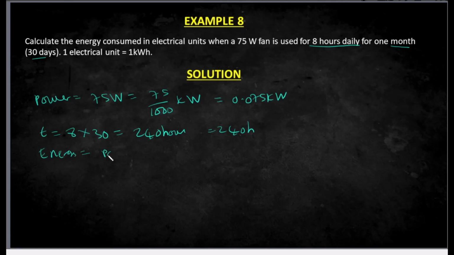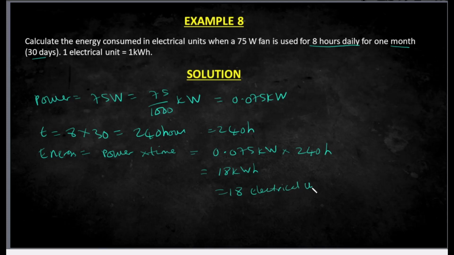Then we now want to find the energy. The energy is power times time. So this is electrical energy. It's always power times time. Power is now 0.075 in kilowatt, times time, which is 240 hours. So if you multiply them, you are going to have 18 kilowatt hour, which is just 18 electrical units. That is, you are going to be charged for 18 units. So that means you have used 18 units using this fan 8 hours a day. After 1 month, you are going to pay the charge for 18 units.